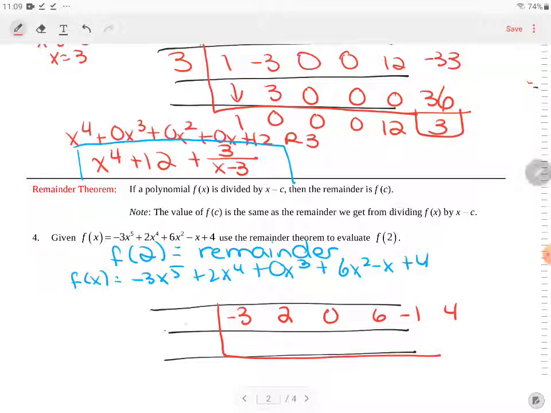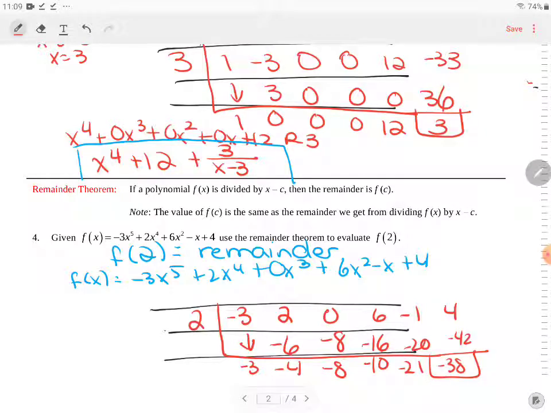So if we put a 2 here on the outside, bring down your negative 3. 2 times negative 3 is negative 6. We add down negative 4. 2 times negative 4 is negative 8. Add down, you get negative 8. 2 times negative 8 is negative 16. Add down, you get negative 10. 2 times negative 10 is negative 20. Negative 21. And then negative 42 plus 4 is negative 38. So you have f of 2 is equal to negative 38.